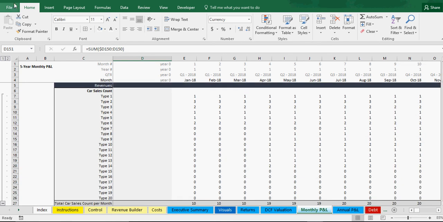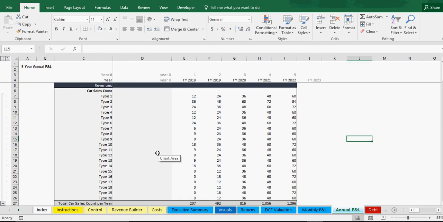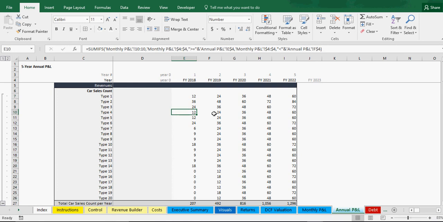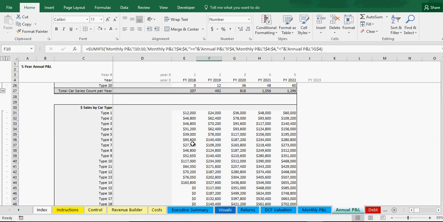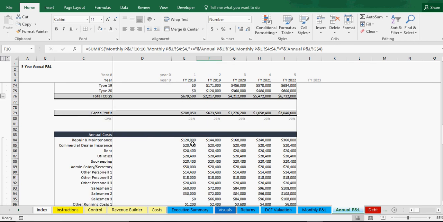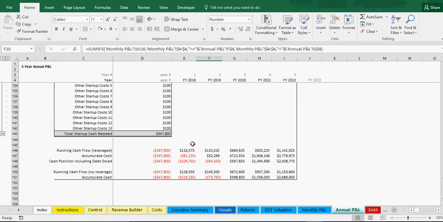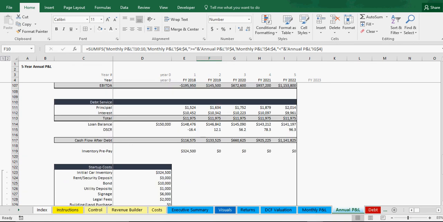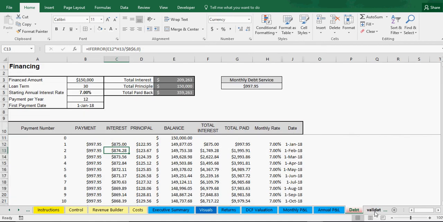Okay, so that's the monthly. Then the annual is the same thing as the monthly. It's just rolled up into a year. So it's showing you everything that we just went over, but on a per year basis. And that's that. That's the model. And then here's the debt page.